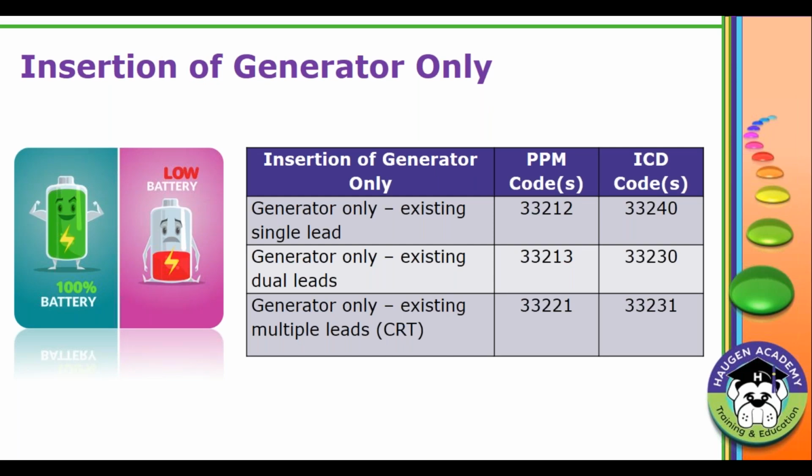Now, in this situation, when you have insertion of a generator only, no leads, just generator, we have codes for just the placement of the generator. Now, why would we ever do this? And this is kind of where some of the waters get muddied even further. You have a generator that's taken out because it's end of life or whatever, and you see our happy strong battery here, and then our low drained battery on the right. The problem is that if they take out a device and put in a new device, you have to know when to code a removal and insertion versus a replacement, and we're going to get to that. So keep in mind that this is just insertion of a generator without leads, without replacement of that device.